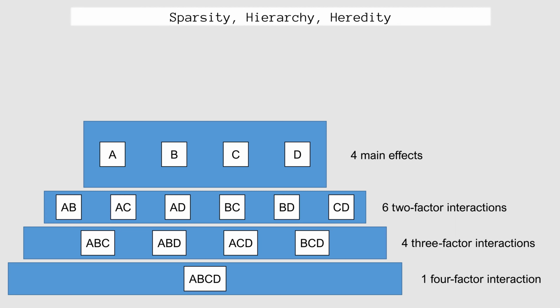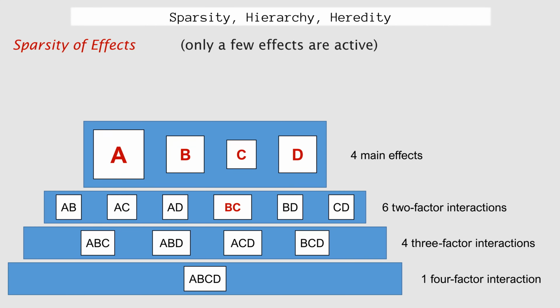Back to the 3 principles. I took the 15 effects that can be estimated from a full 4-factor 2-level factorial and illustrated them as layers. Main effects on top, then 2-factor interactions, then 3-factor interactions, etc. I sized the boxes to show the relative size of the effects. The sparsity of effects principle states that only a few effects will be active, and the analysis identifies 5 active effects from the 15 total.